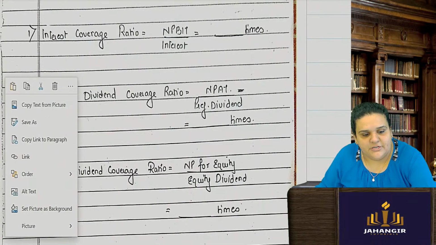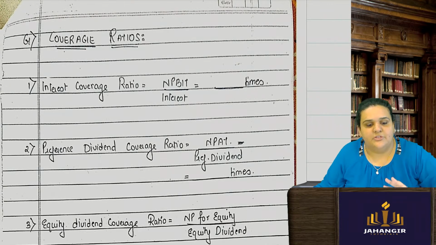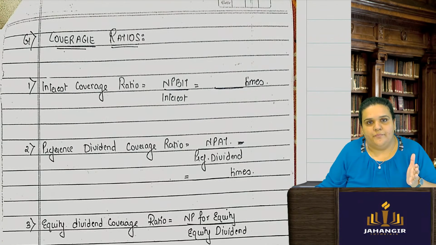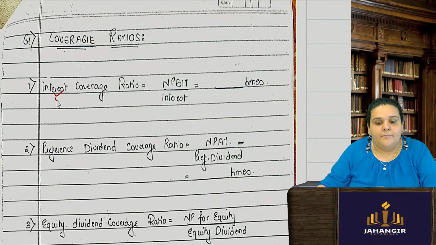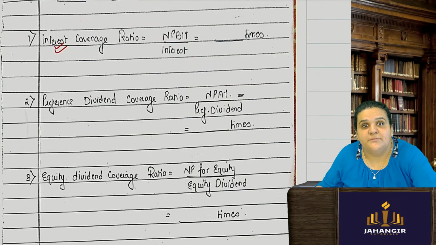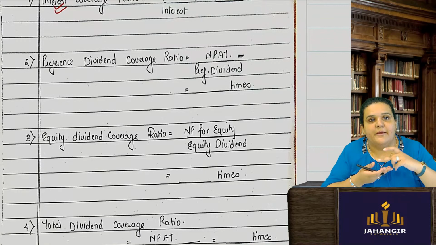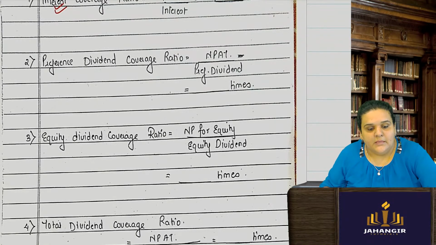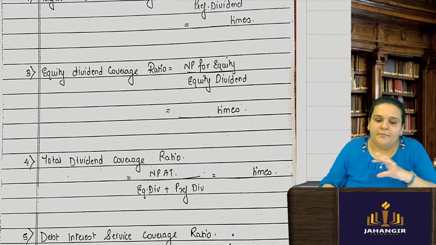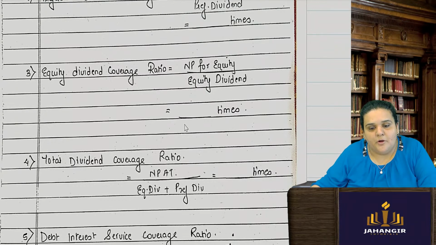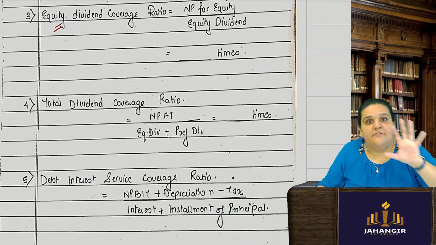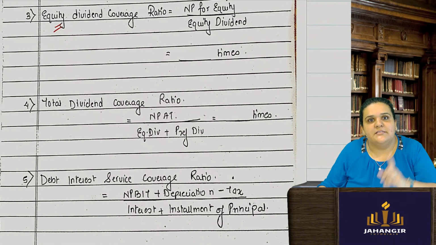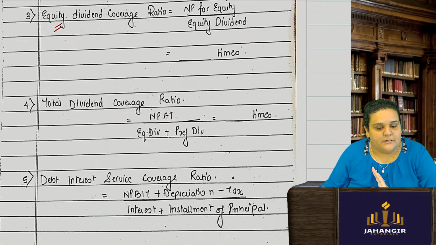Now there are certain coverage ratios, the last part of the ratios. Interest coverage ratio: how much is the net profit before interest and tax to cover my interest? Dash times. Preference dividend coverage ratio: how much is my net profit after tax to cover my preference dividend? Equity dividend coverage ratio: net profit available for equity shareholders upon equity dividend. Dash times. Total dividend coverage ratio will be net profit after tax upon equity dividend plus preference dividend.